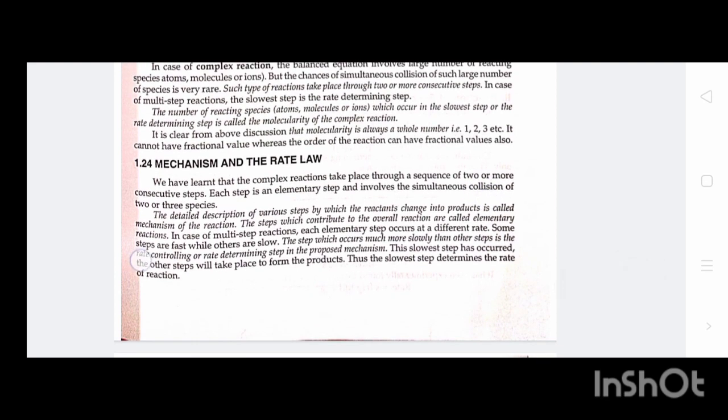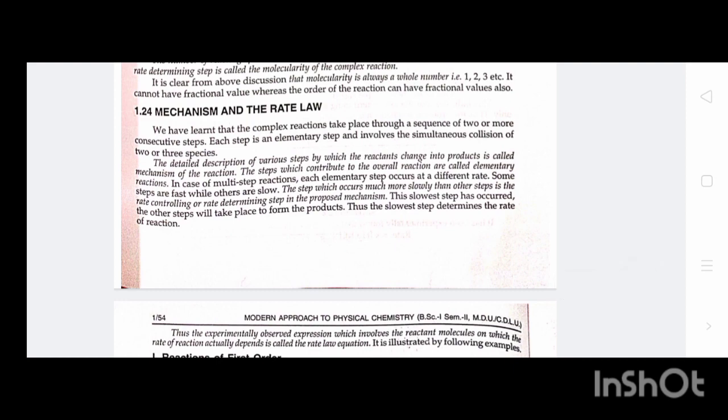Mechanism and rate law. We have learned that complex reactions take place through a sequence of two or more consecutive steps. Each step is an elementary step and involves the simultaneous collision of two or three species. The detailed description of the various steps by which the reactants change into products is called the mechanism of the reaction. The steps which contribute to the overall reaction are called elementary reactions. In multi-step reactions, each elementary step occurs at a different rate. Some steps are fast while others are slow.